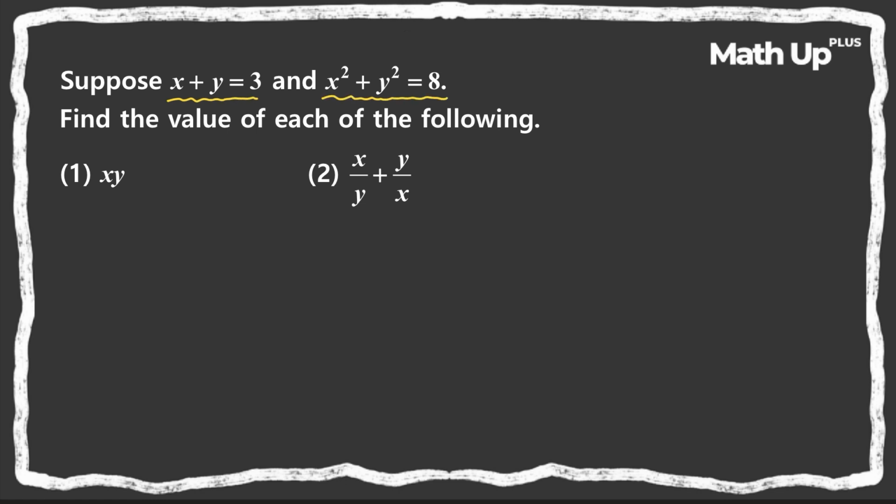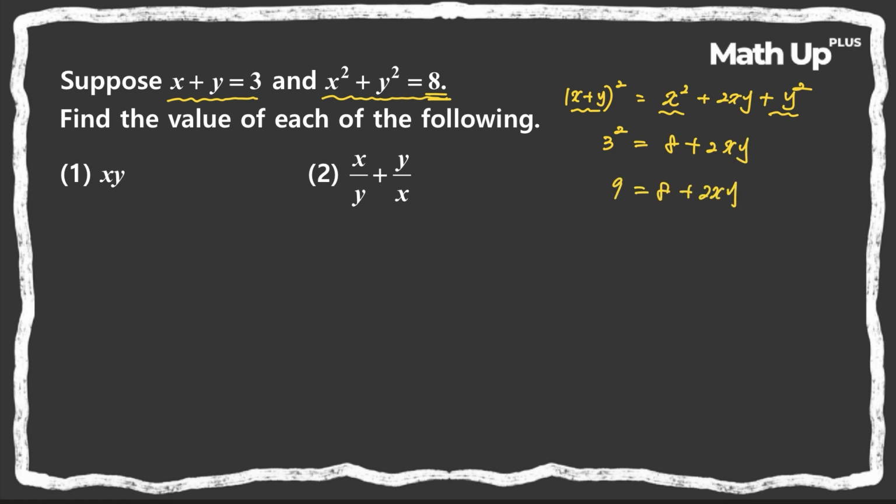8, right? We know that the binomial square x plus y squared is equal to x squared plus 2xy plus y squared, right? So 3 squared is equal to x squared plus y squared, which is 8, right? So 8 plus 2 times xy. So 9 is equal to 8 plus 2xy.